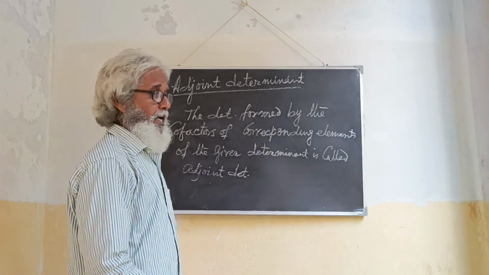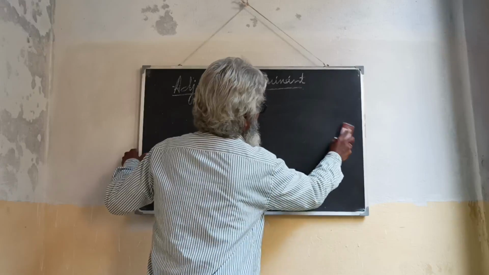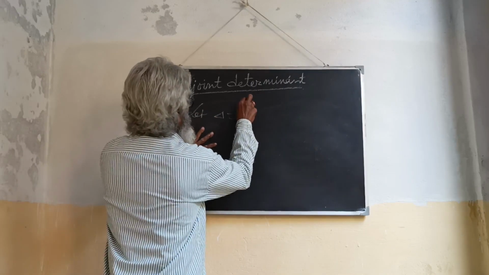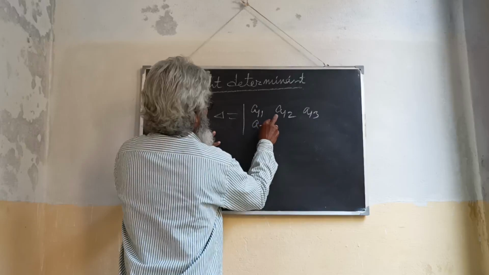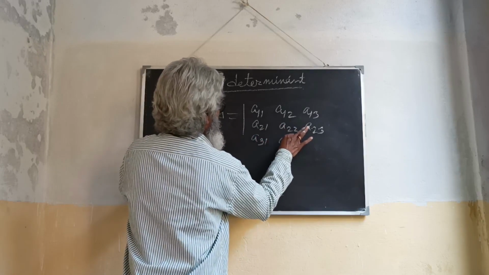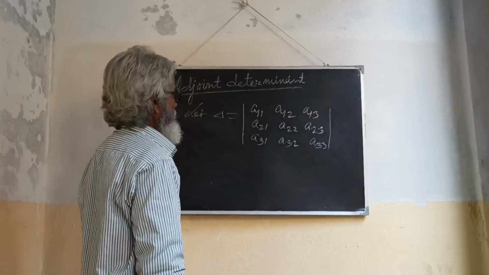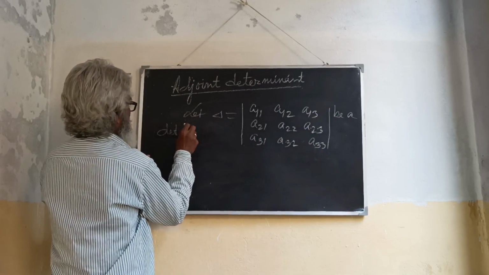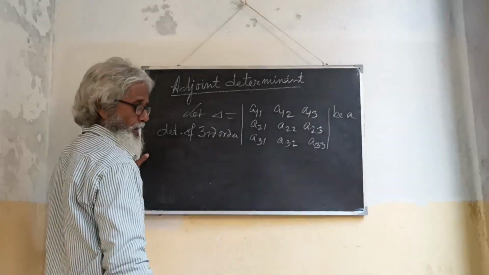So here, let delta equal to A11, A12, A13, A21, A22, A23, A31, A32, A33, be a determinant of third order. You write this first.